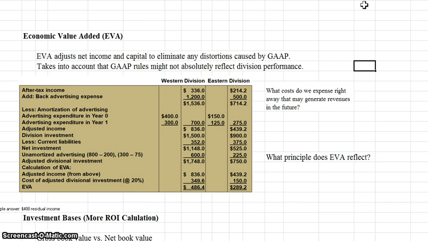We'll do this in a Dora the Explorer kind of fashion. What are some costs that we definitely expense in the current period that may generate revenues in the future? You can go ahead and pause this and think about it a little bit. The big one that is actually discussed in our chapter is advertising. Studies have shown that advertising can help to generate revenues 2 to 3 years or even more after the actual expenditure has been made. So it is possible.